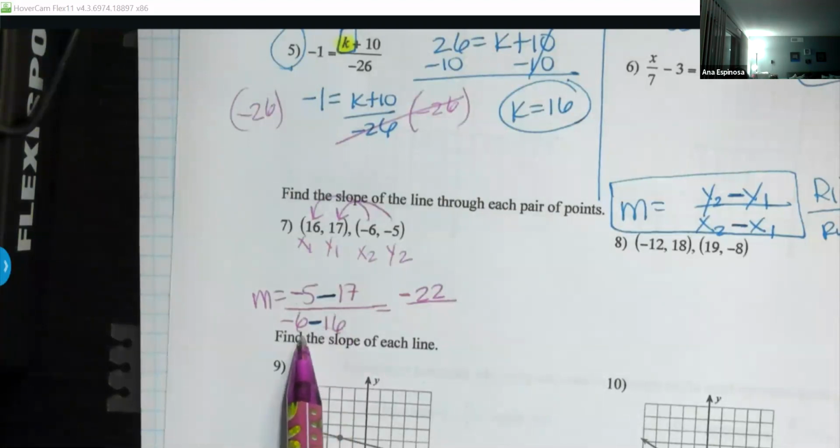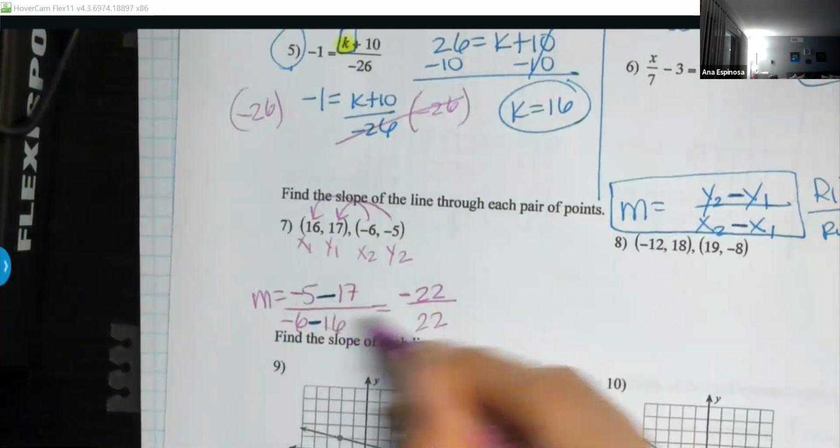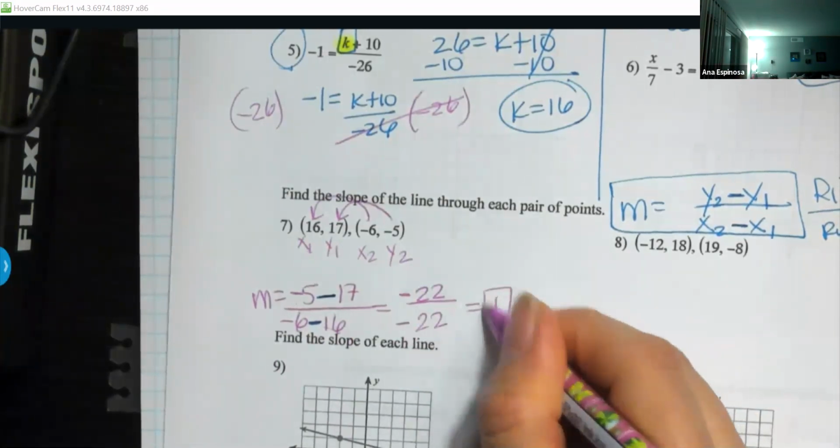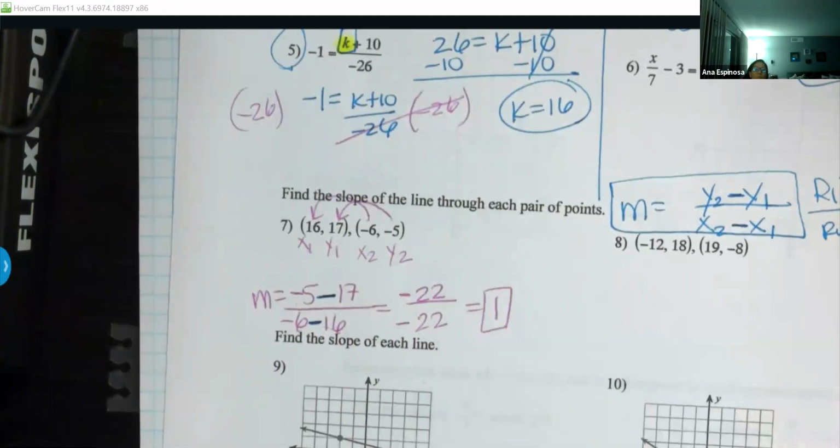So 16 is negative, 6 is negative, they're both the same sign, you add them, you keep the sign of whichever because they're both the same. So it gives you a slope of 1. Okay, and that would be the answer to that.